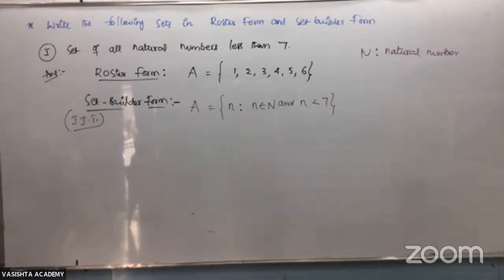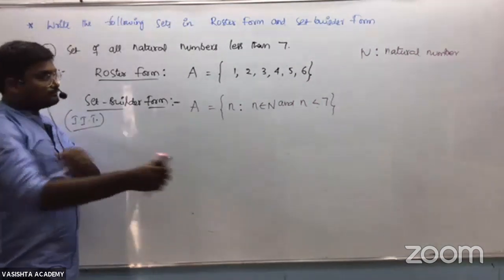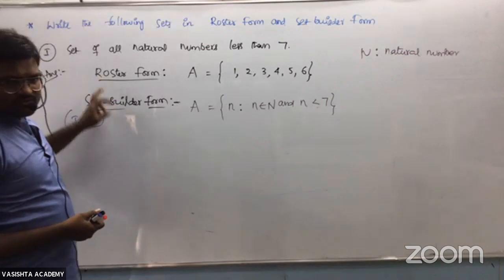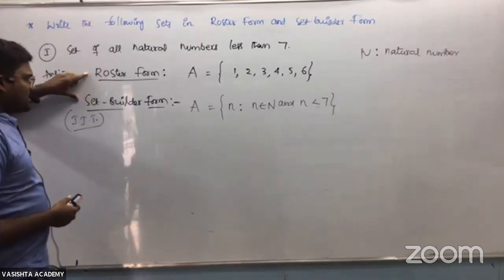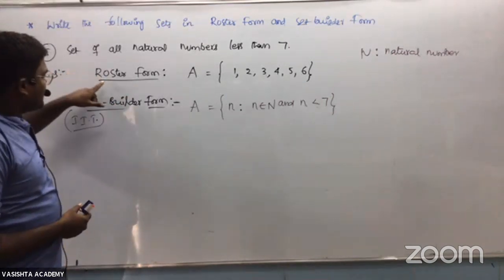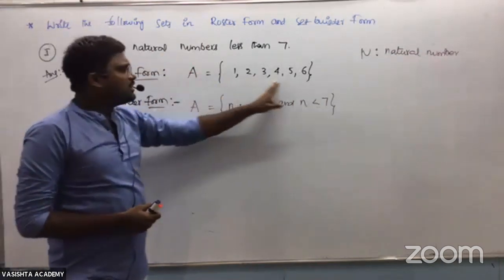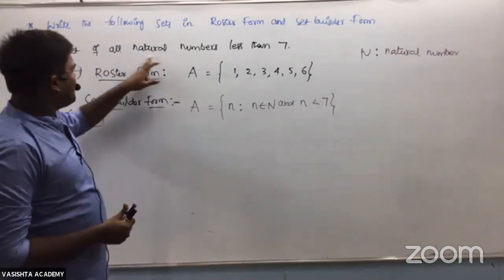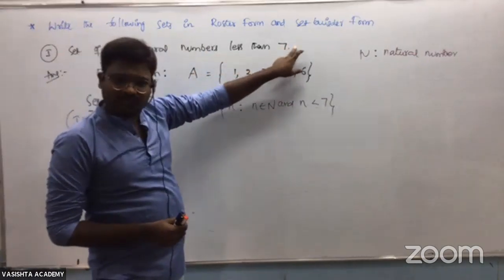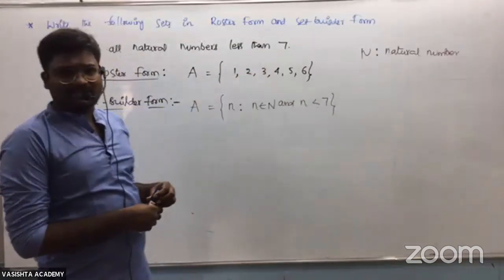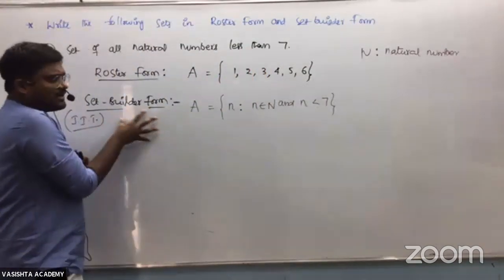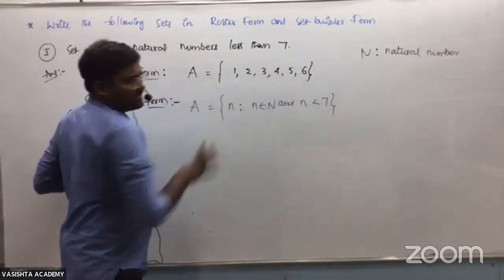Okay, I'll explain. Manisha, observe this one. I'll first tell you the difference between these two forms. Then it will be clear. The major difference between these two forms is, in roster form, I list out all the elements belonging to this property. So I am writing the set of all natural numbers which are less than 7. What are the natural numbers less than 7? 1, 2, 3, 4, 5, 6. Very easy. But now in set builder form, I don't list out the elements.